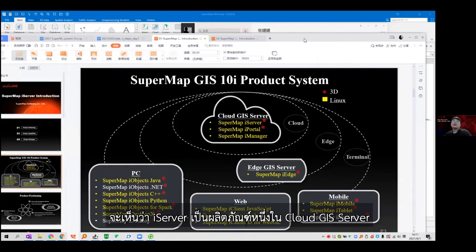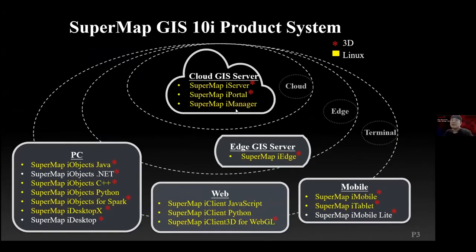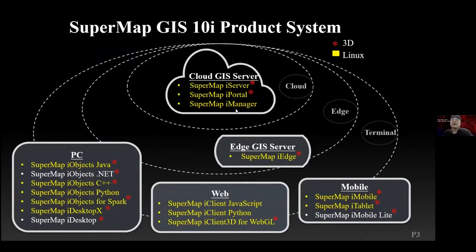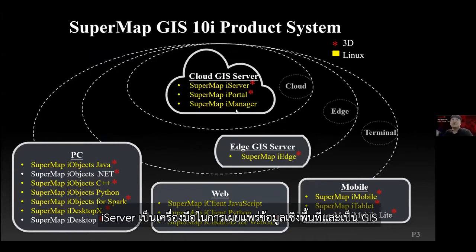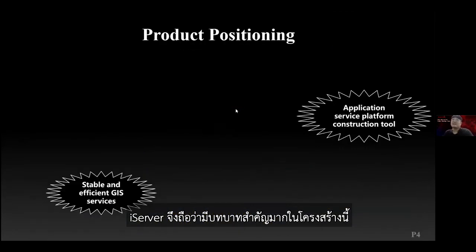We can see Supermap iServer is in the center, inside the Cloud.js server. It plays a very important role in the Supermap GIS 10i product system. It is a publisher of geospatial data and GIS capabilities. Through Supermap iServer's services, we can access our spatial data, do visualization and rendering, and also perform spatial analysis on the website. So iServer is very important inside the product system.